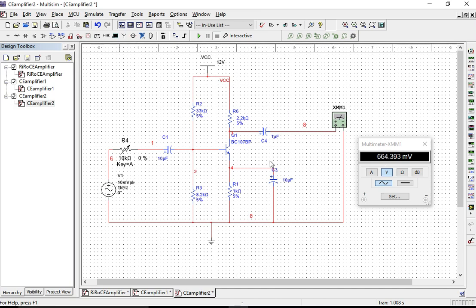What we have to observe now here is to calculate the input resistance. The output must be half of this maximum value. So maximum is 664, half of this is 332 millivolts. Okay, so vary this resistor until its value goes to 332 millivolts roughly.